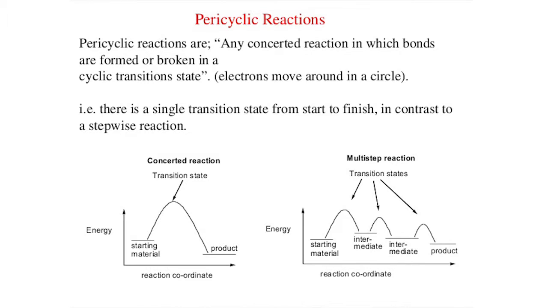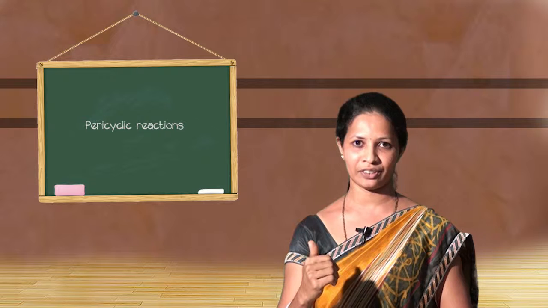The second key point is that the pericyclic reaction involves a cyclic transition of electrons. The word peri means around the circle. So the name comes from the cyclic transition of electrons.